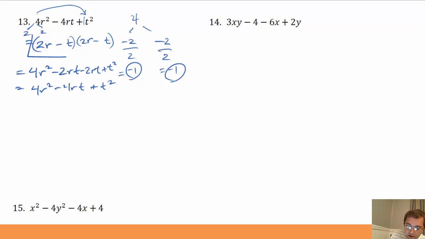I was just checking to show you that you can always FOIL it to check your answer. And when you've got multiple variables like that, it's good to make sure that you did it correctly. Number 14, 3xy minus 4 minus 6x plus 2y.